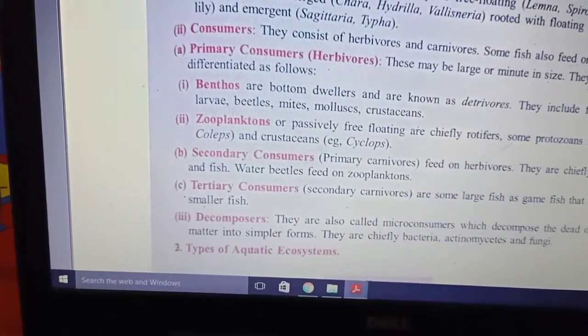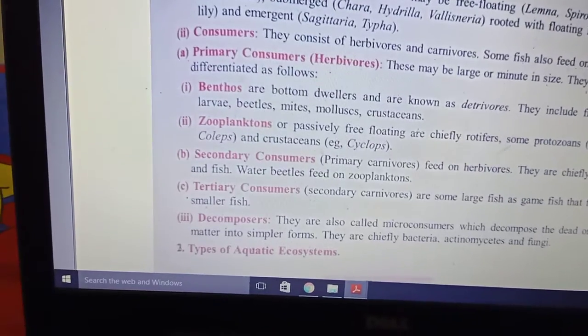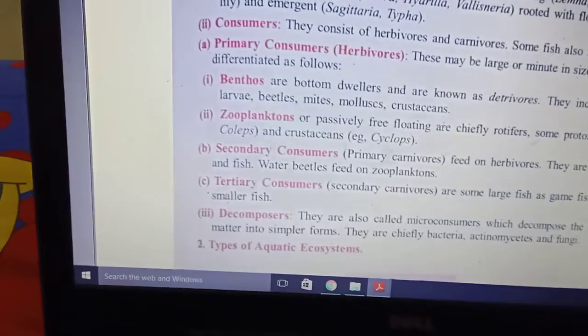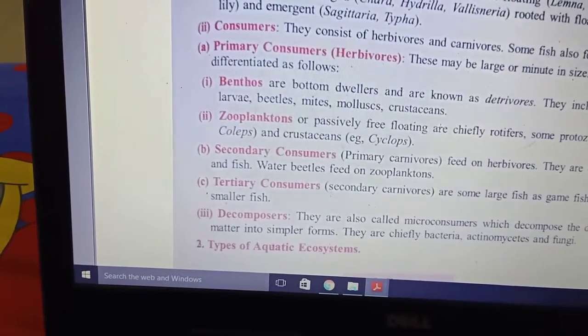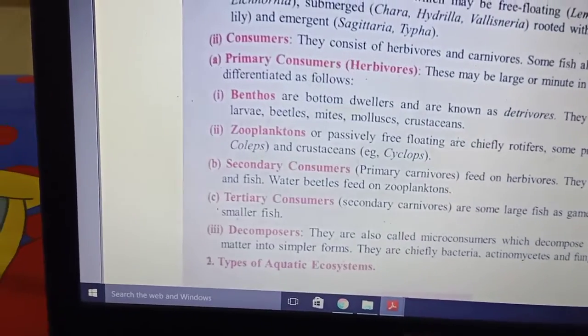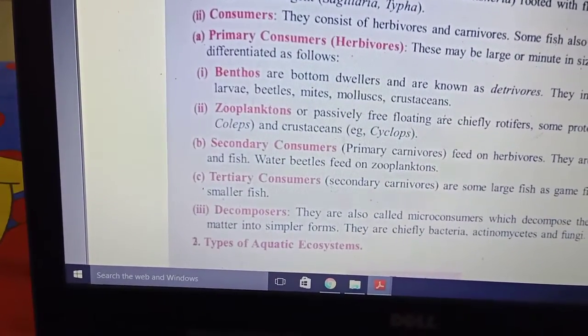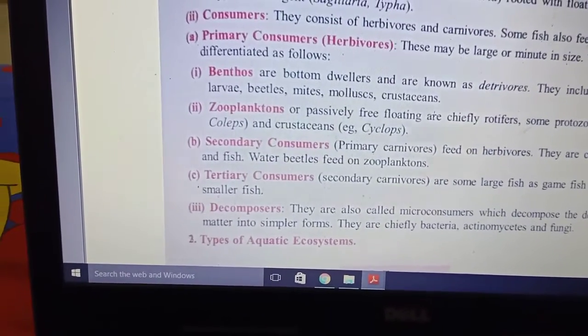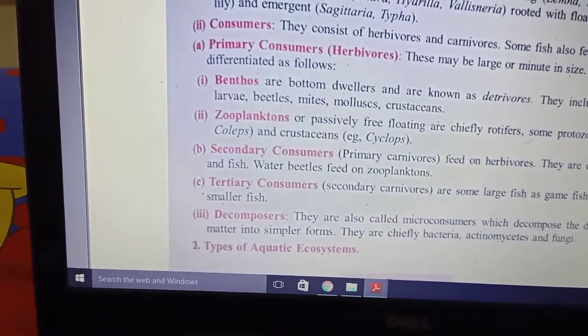Others are secondary consumers. So secondary consumers, primary carnivorous, feed on herbivorous. They are chiefly insects and fish. Water beetles feed on zooplanktons, they are dependent on zooplanktons. And further there are tertiary consumers, also called secondary carnivorous. So these are big fishes that feed on smaller fishes.